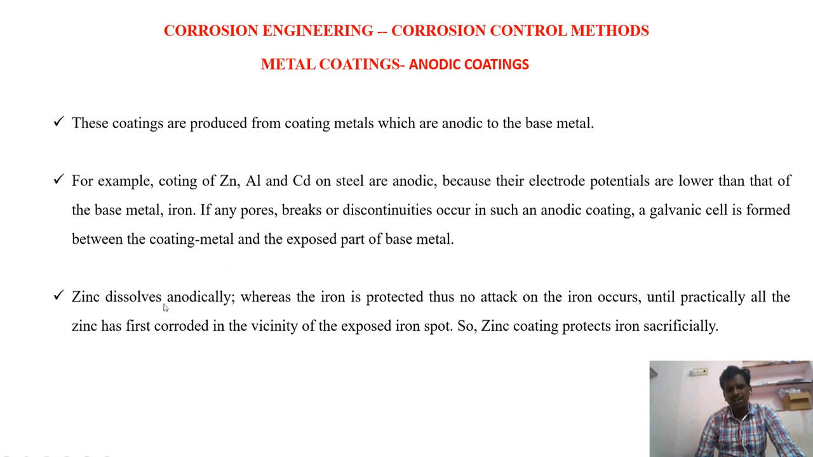Here I gave one example. Zinc dissolves anodically, so iron is protected, because here the iron is coated with zinc metal. Zinc metal has a higher tendency to corrode. So zinc dissolves anodically in the electrolyte, and the iron, which is kept as the base metal, is protected from corrosion.